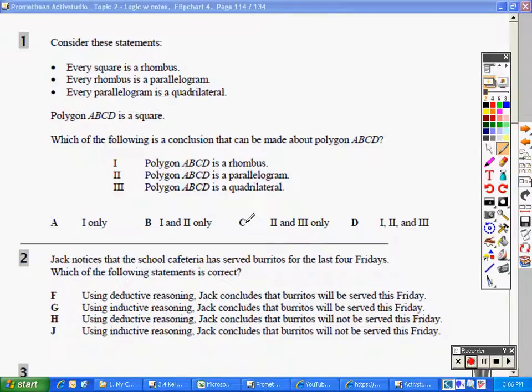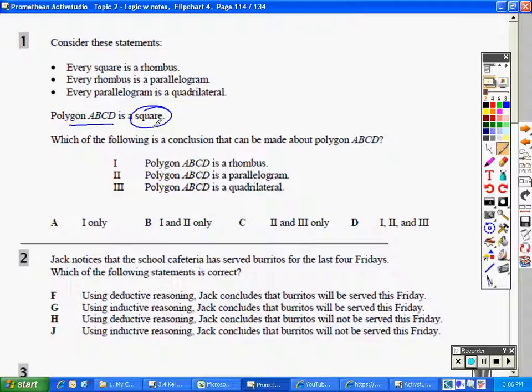All right, here we are. This is kind of like a logical chain problem. Number 1 of the formative assessments that the county gave us. Every square is a rhombus. Every rhombus is a parallelogram. Every parallelogram is a quadrilateral. And we know that our polygon right here is a square. And they want to know which of the following are conclusions that can be made about it.